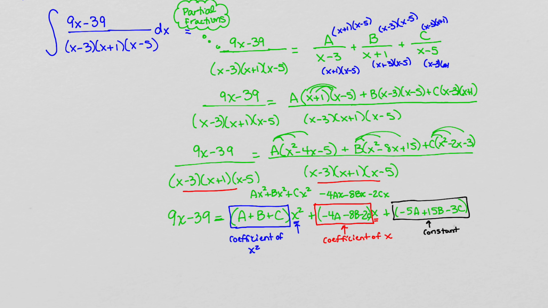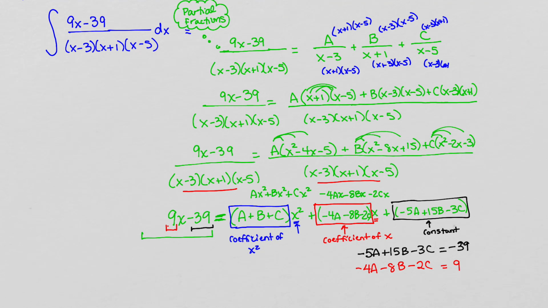Because both sides of this equation are expressions and they're equivalent, they're equal, I can then look at the left side and make them match, equate those coefficients. Let's start at the back end. The constant is negative 39. So I know that negative 5a plus 15b minus 3c has to equal the constant, negative 39. The coefficient on x is 9. So that means negative 4a minus 8b minus 2c is 9.